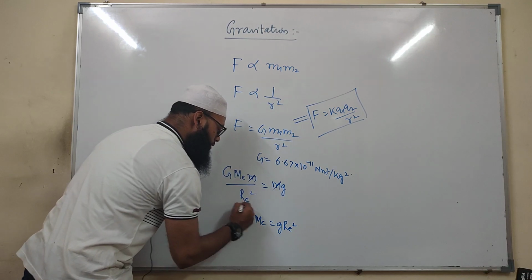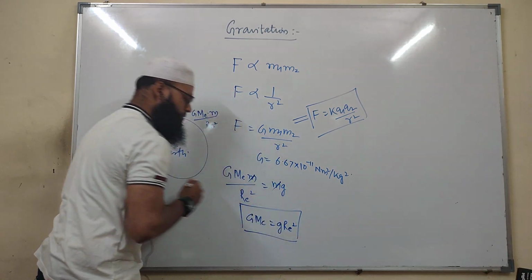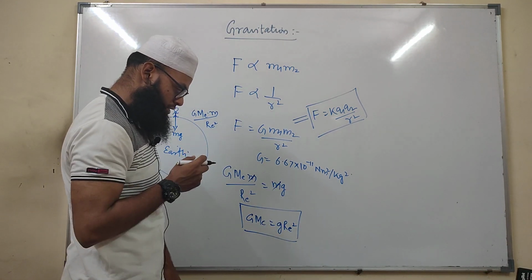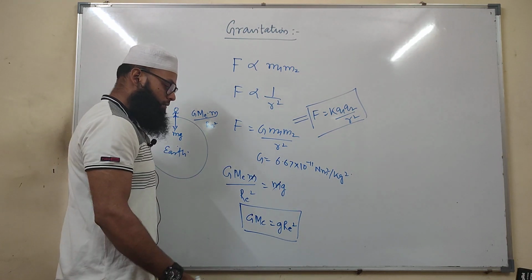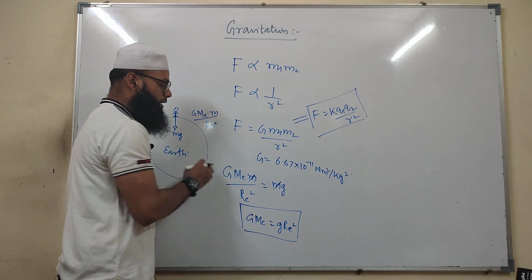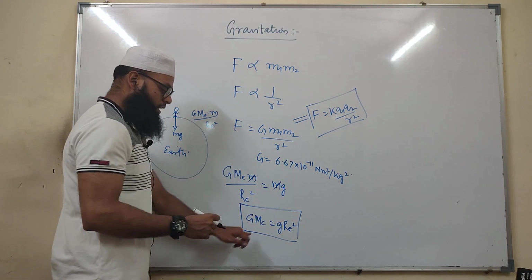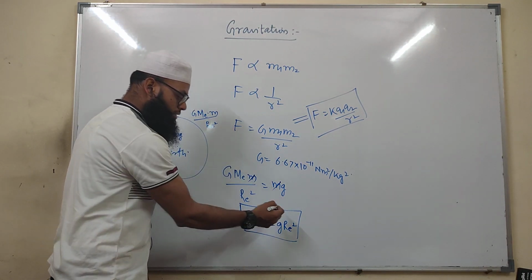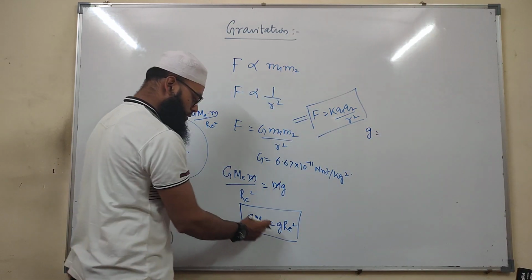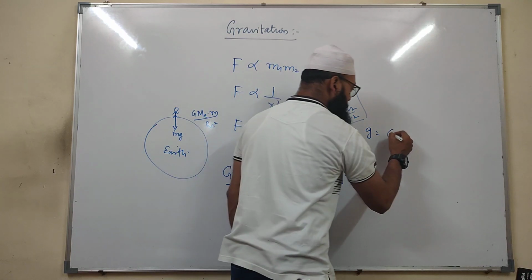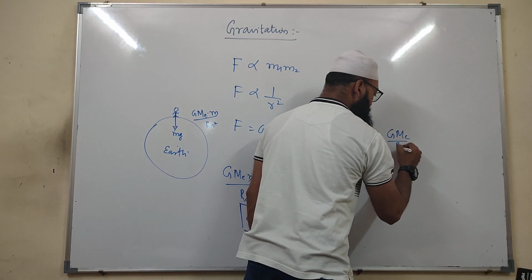This particular thing is going to be used in the entire derivations of gravitation. I mean, all the derivations we will do for gravitational potential or gravitational field, or variation in acceleration due to gravity, or in numericals, this will be a very useful formula. G Me is equal to g re square, and from here we can also calculate the value of g. So g is equal to G Me upon re square.